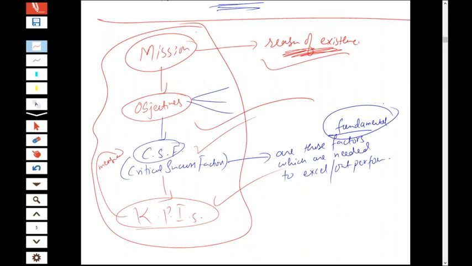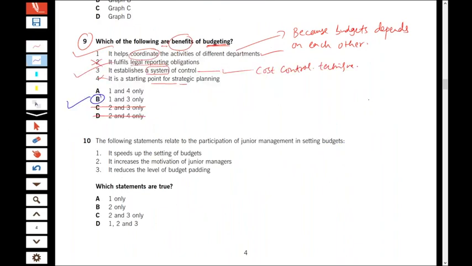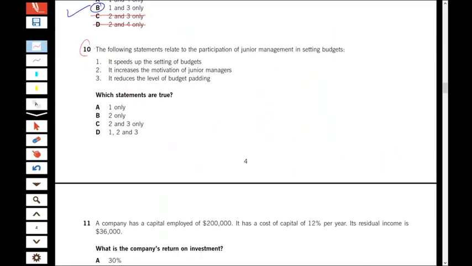Okay, students, now we are proceeding to the next MCQ, number 10. The following statements relate to the participation of junior management in setting budget. Participation, that is the bottom-up approach. Which statements are true? Number one, it speeds up the setting of budget.